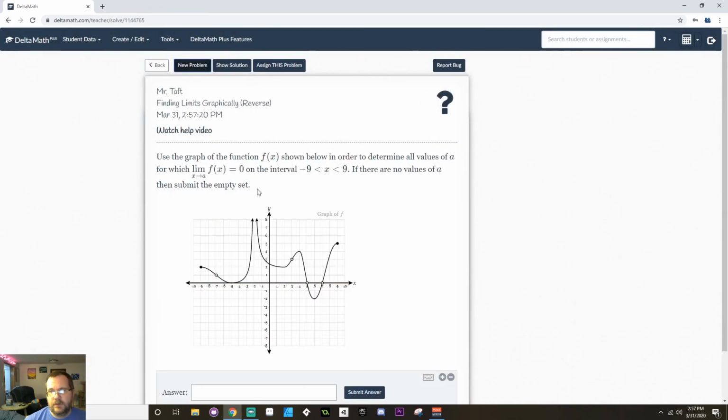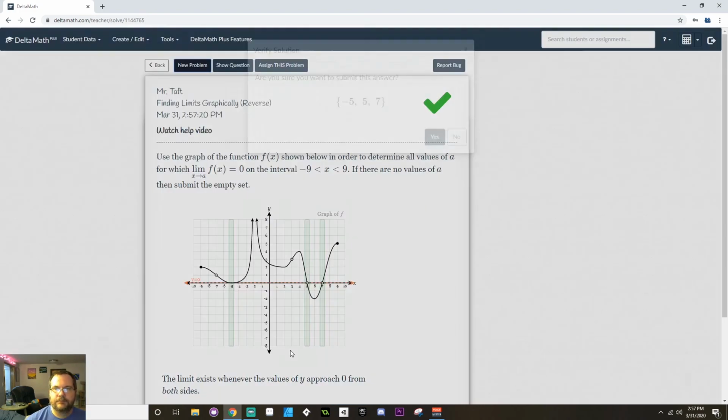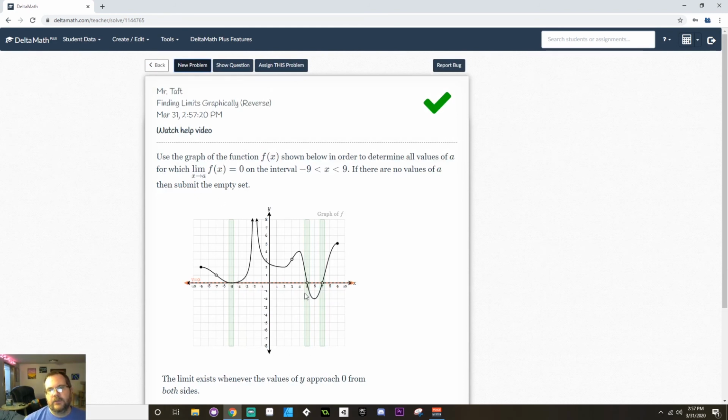Let's look at another problem. So again, 0. So it's approaching 0 at negative 5. It's also approaching 0 at positive 5 and at positive 7. So there we go. We're just looking for where the graph is approaching that y value, no matter what the x value is, or even if the x value even exists. As you can see, it doesn't even exist at 5 or 7, but the function is approaching that value as it's approaching that x value.